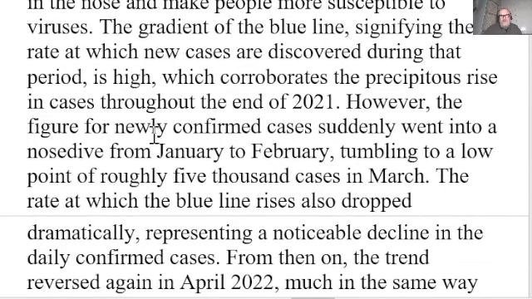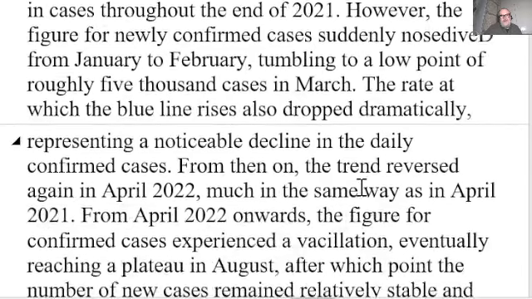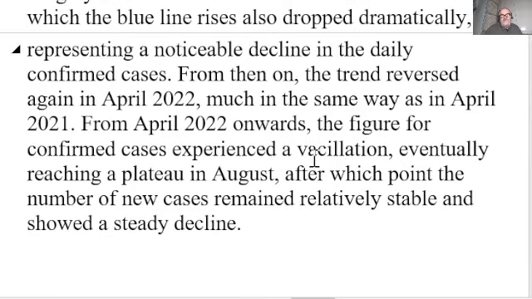However, the figure for newly confirmed cases suddenly went into a nosedive. So, yes, it's all right, went into a nosedive. Use it as a verb. Suddenly nosedived from January to February, tumbling to a low point, a minimum, a trough of roughly 5,000 cases in March. The rate at which the blue line rises also dropped dramatically, representing a noticeable decline in the daily confirmed cases. From then on, the trend reversed again.